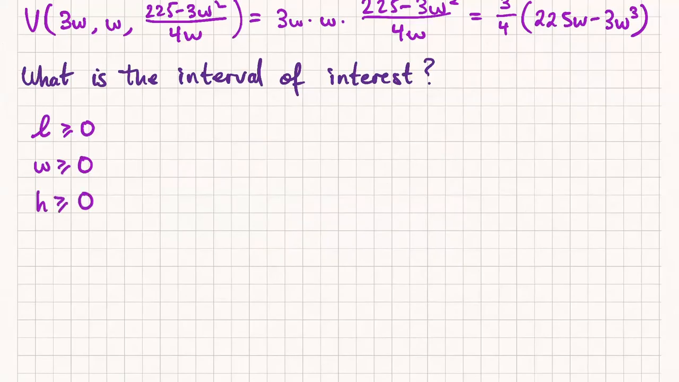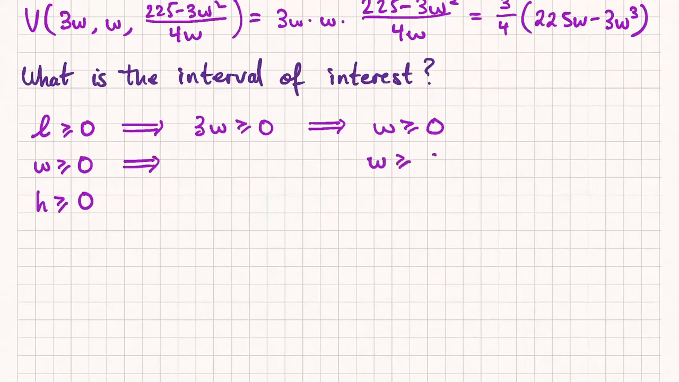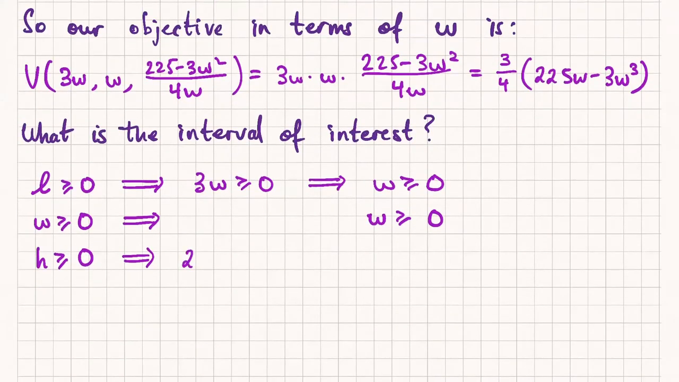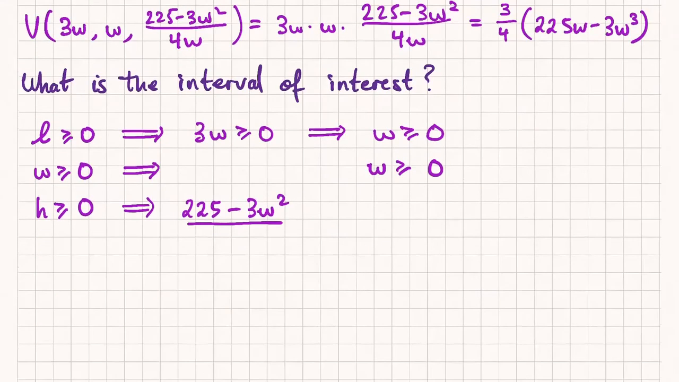But what does that mean in terms of W? Well, in this particular case, L being greater than or equal to zero just means 3W is greater than or equal to zero, which is the same thing as W is greater than or equal to zero. Remember, because L is just 3W? So that doesn't really affect anything. The W doesn't really give you anything either. But the H, however, actually does give you something. This was the expression for H in terms of W. And this actually tells you a few things.